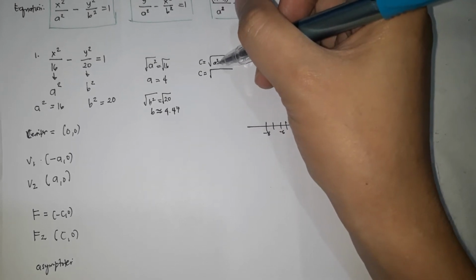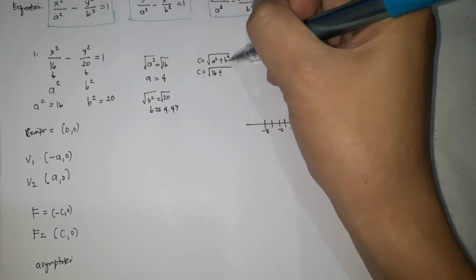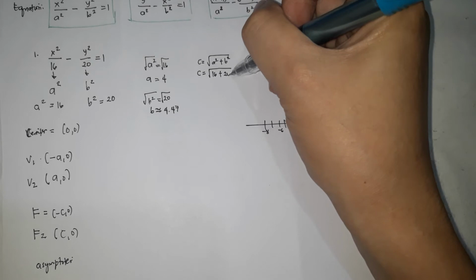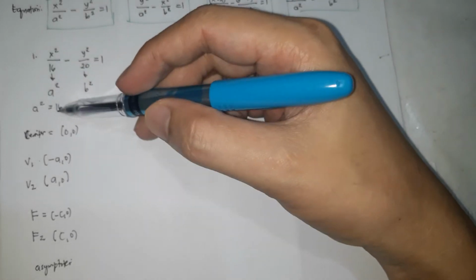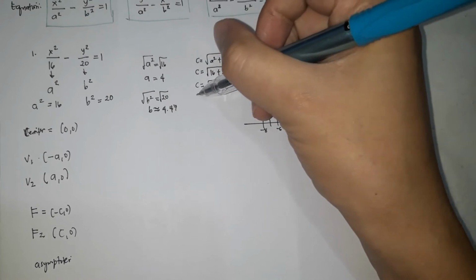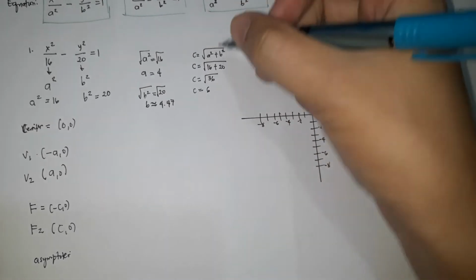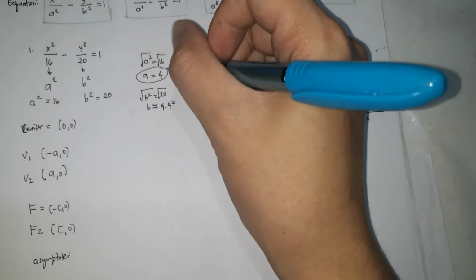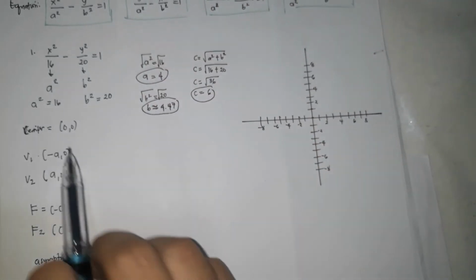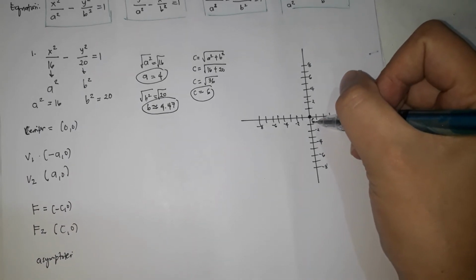what is the square root of a squared? What is a squared? That's 16. What is b squared? That's 20. So C is square root of 36, which is equal to, what is the square root of 36? It's 6. So these are our important matters. So we know that the center is in 0, 0. So 0, 0, that's the center.